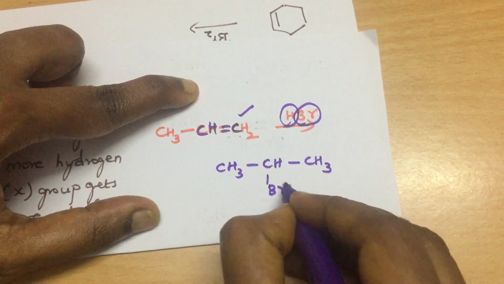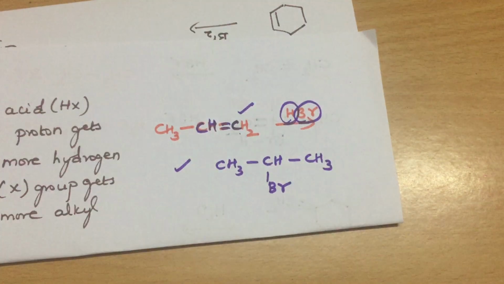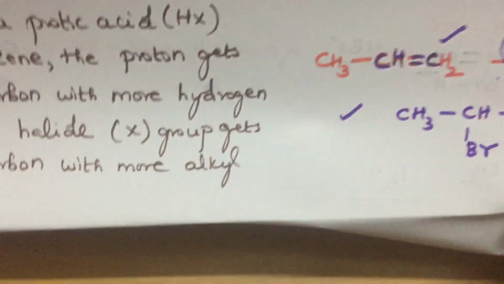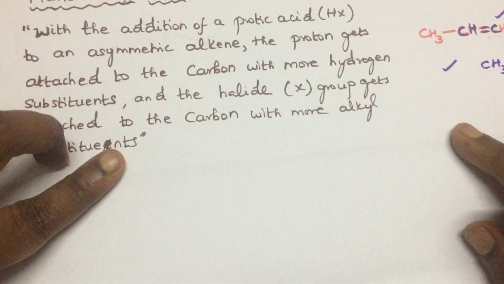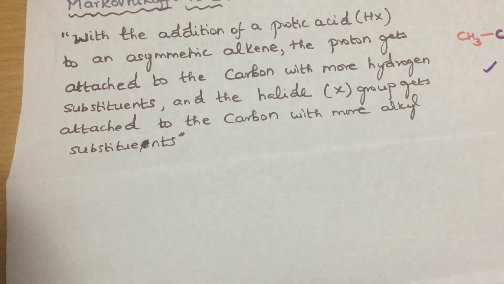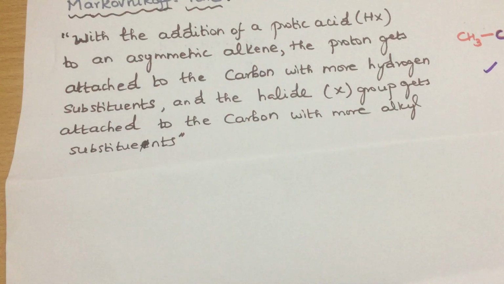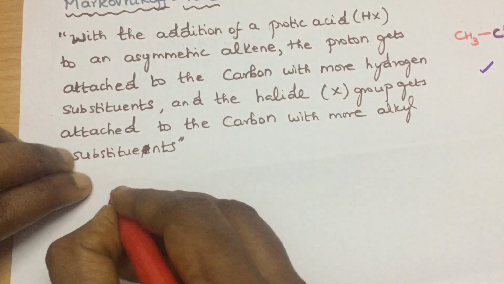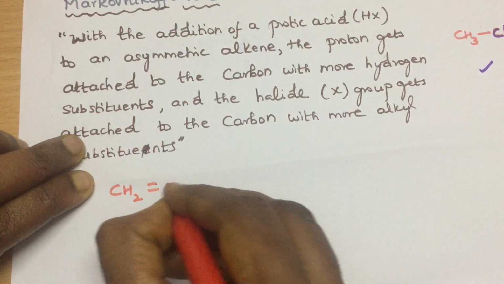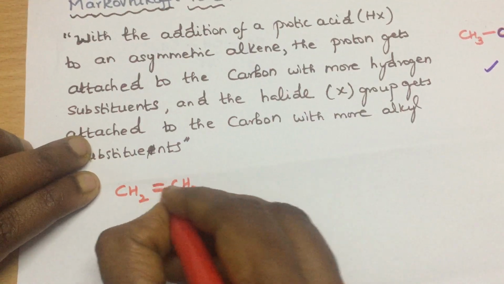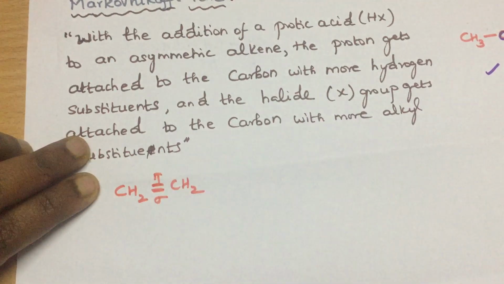Okay, so according to this rule, this is the product. But I will explain it to make you understand how this happens. Without any confusion, I will tell you. See, any double bond, carbon-carbon double bond: in a double bond, one is a sigma bond and one is a pi bond.